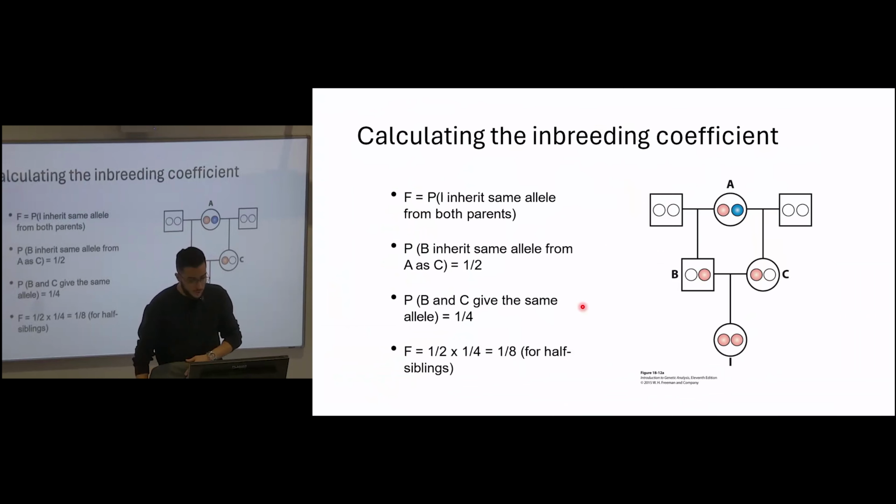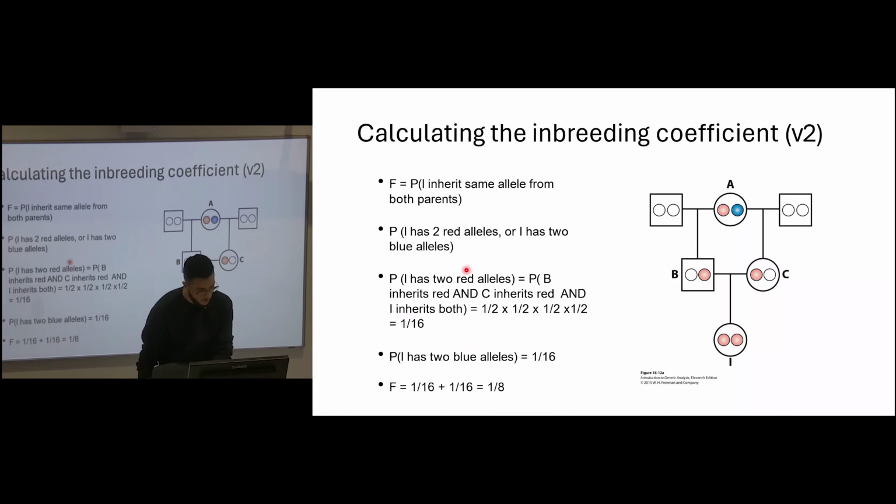Okay, so this slide is talking about just one allele being passed to the offspring from grandparent A. And then this one here is referring to the two alleles being passed to this offspring here, okay? And then at the bottom here, the calculation is just considering the other genotype for it to be homozygous as well. So the probability that I has two blue alleles is pretty much the same as the pink one or red or whatever color. And so you will just add them together, okay?